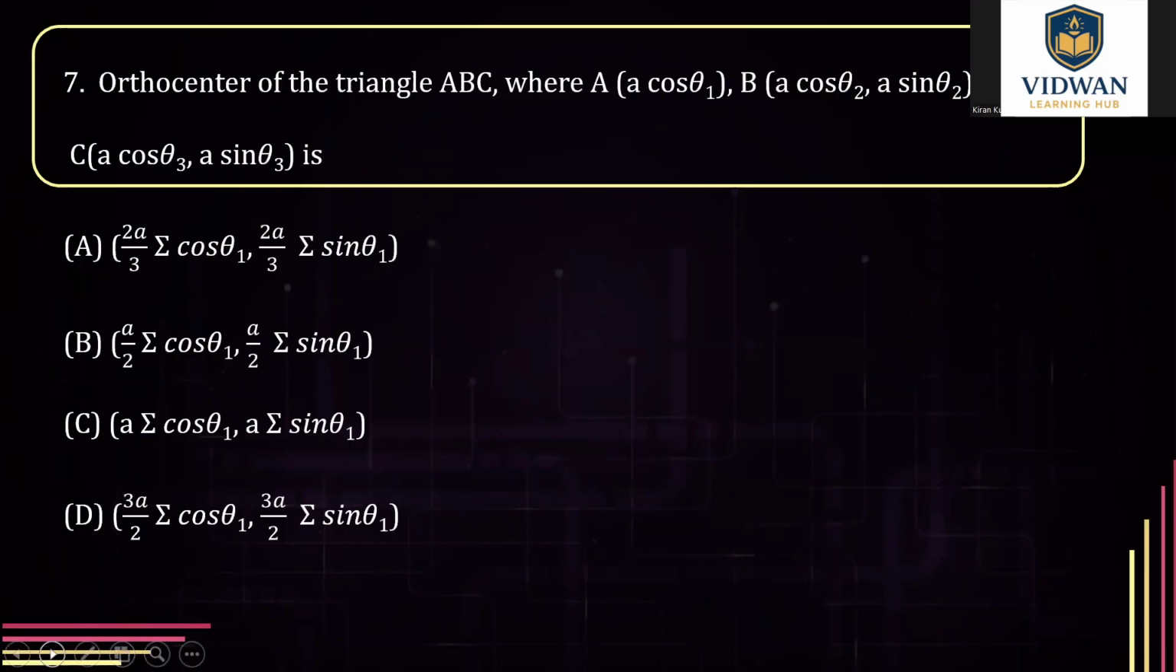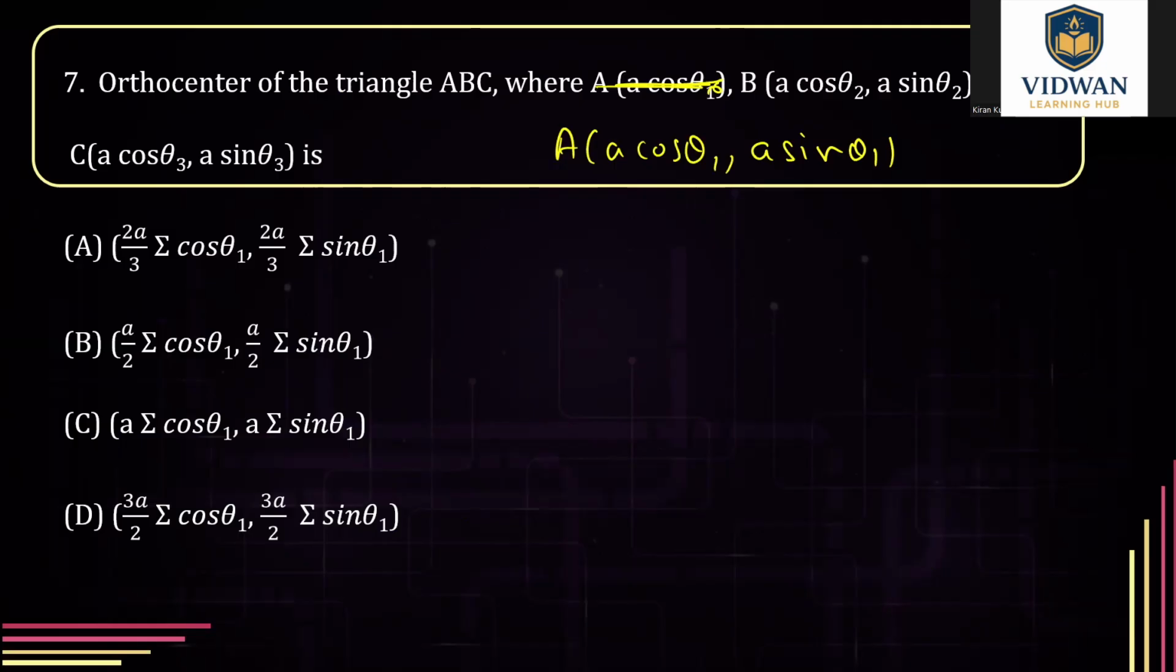Yeah, now try this. Orthocenter of the triangle where A, B, C are given. So here the y coordinate is missing. The point is A cos theta 1, comma A sin theta 1. The rest of the points are clear only. This one, there is a mistake.